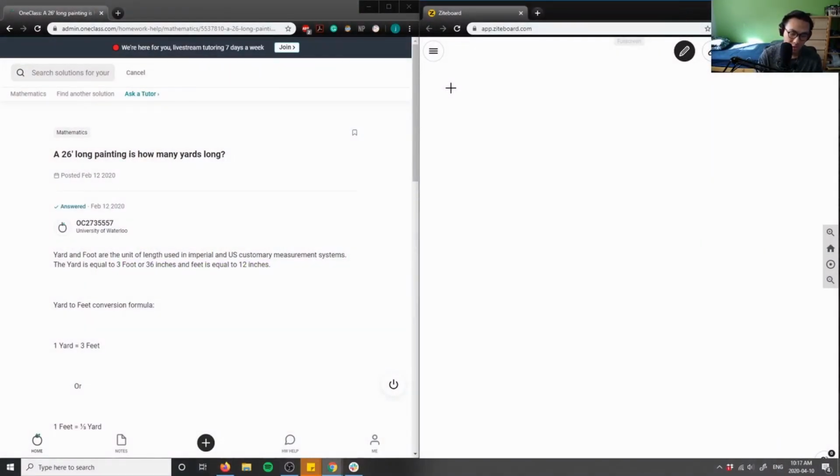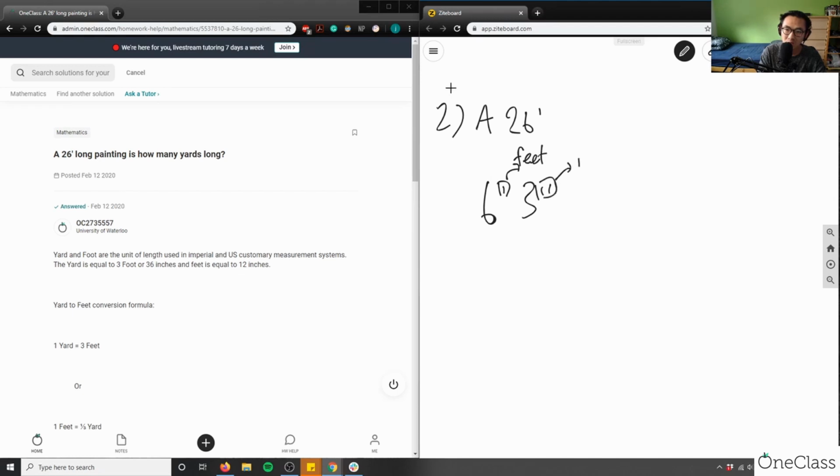Question 2 states a 26 feet long painting is how many yards? So I'm going to do that, and I'll write that down. A 26, and this little dash here means feet, right? If someone's 6'3", I would write 6 foot and then 3, so this here means feet, and this here means inches.